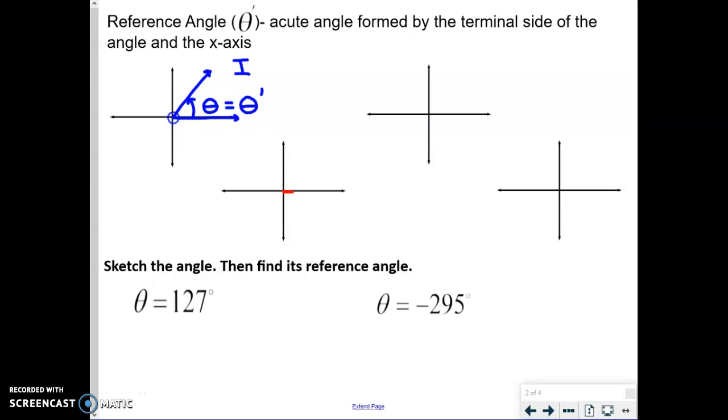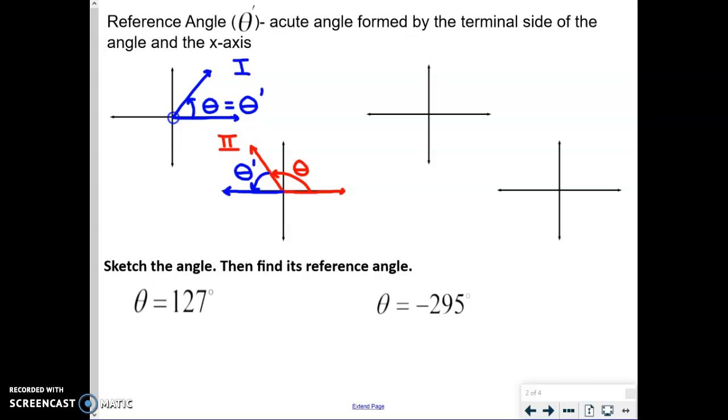In quadrant 2, if that's theta, the closest terminal point we would have would be the negative x-axis. So in this case, it would really be what's left, or how much more we have to get to that 180 degree mark. So in quadrant 2, the easiest way would be that the sum of the two angles would be 180: the reference angle and the angle itself.